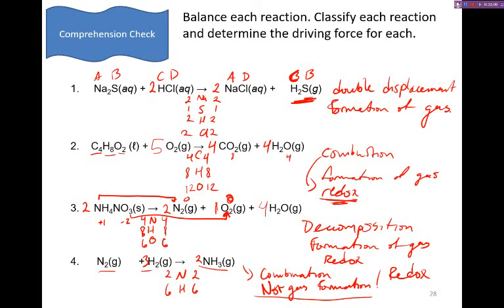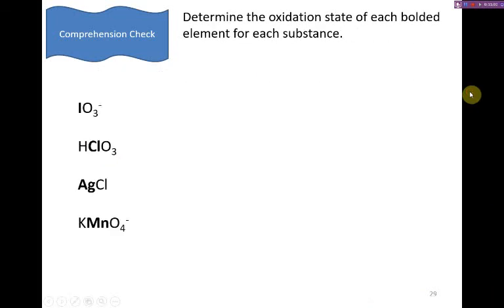Alrighty, let's go on to our last problem. Determine the oxidation state of each bolded element for each substance. One of the rules you need to remember is that the sum of all oxidation states has to add up to the charge on the ion or species. I'm going to leave it at that because you should pause the video now and try this first.